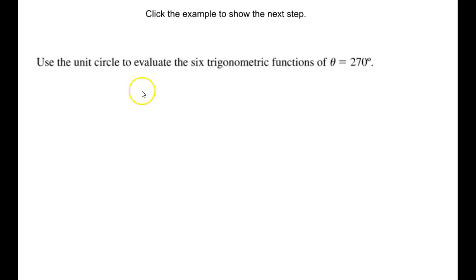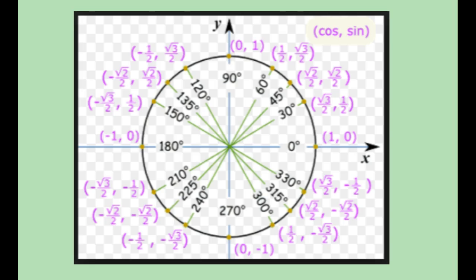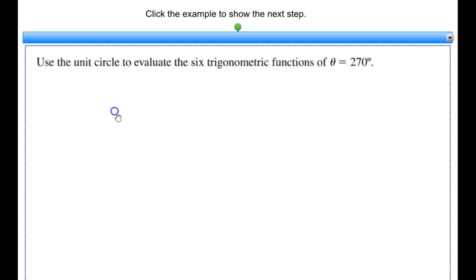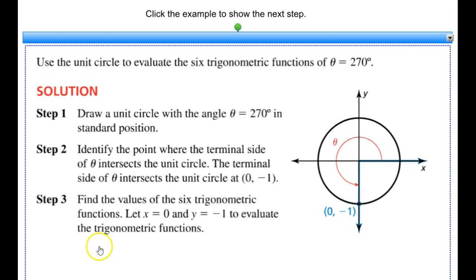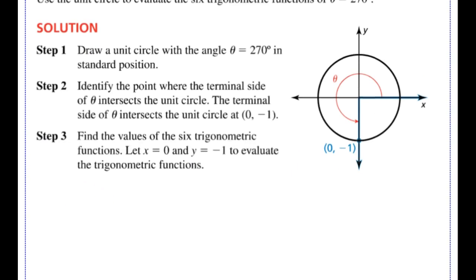Okay, so now I'm going to use my unit circle to evaluate the 6 trig functions of theta equals 270. I can look at my unit circle and find where theta is 270, which is right here. So now I know my x is 0, my y is -1, and my r is always going to be 1 in the unit circle. So now I can evaluate my trig functions.